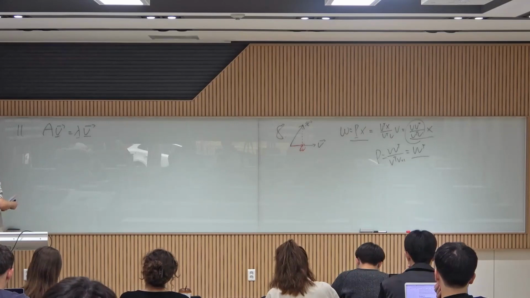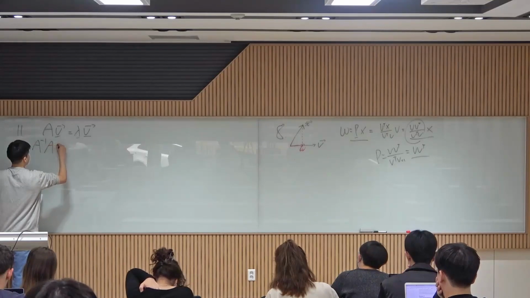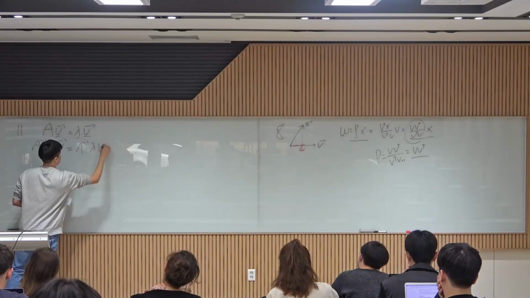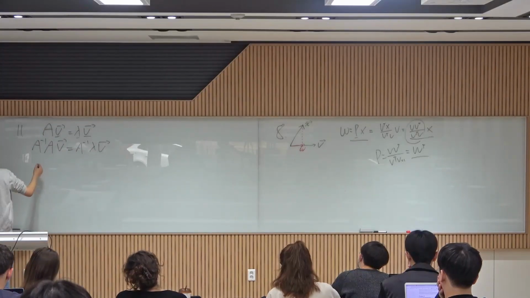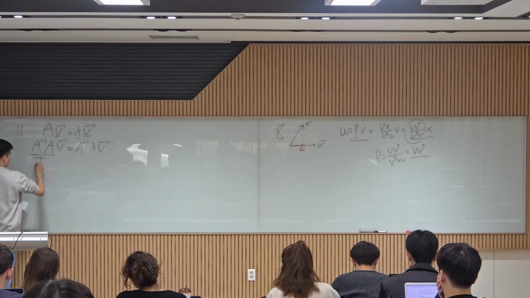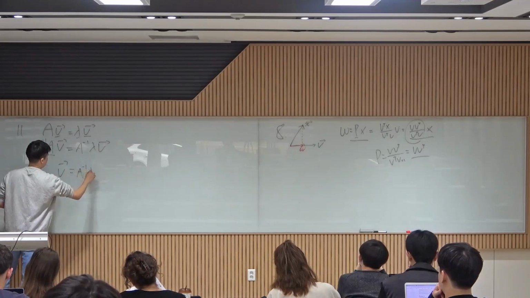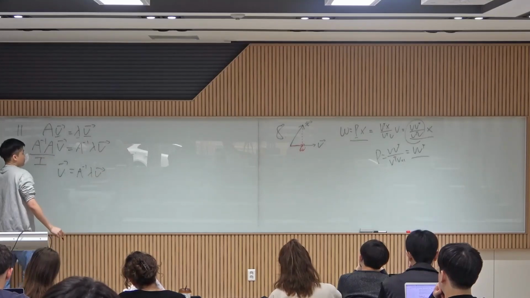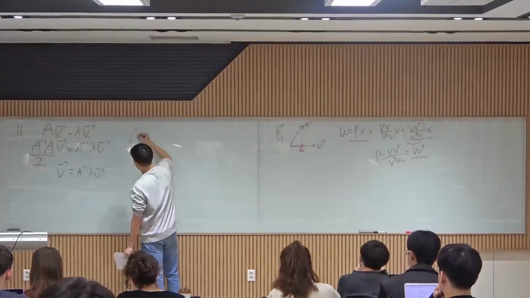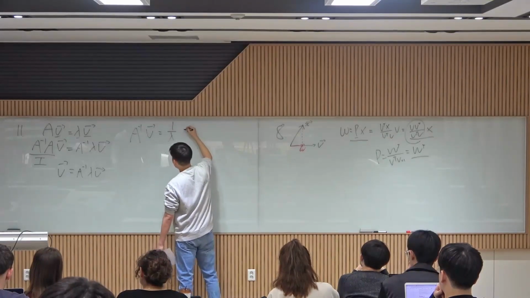So if we multiply the inverse matrix A to the negative 1 in front of both sides of this equation, then we can get this kind of formula. And since we know that A inverse times A is just I, you can write V is equal to A to the negative 1 lambda V, okay? And we know that lambda is just some constant, so we can just write A to the negative 1 V is equal to 1 over lambda times V, okay?